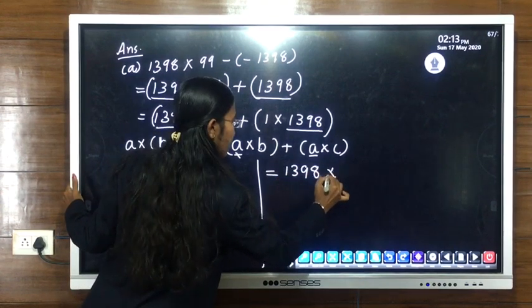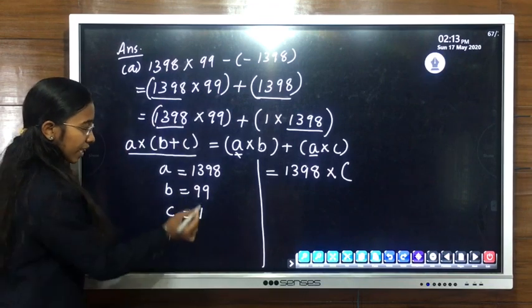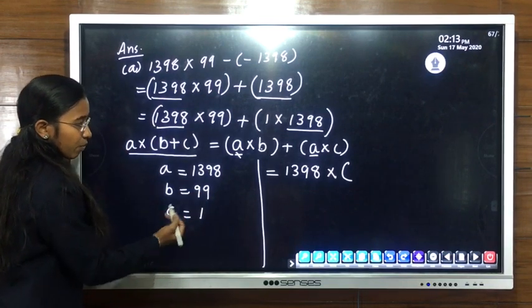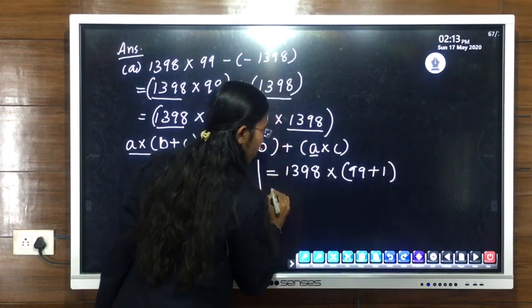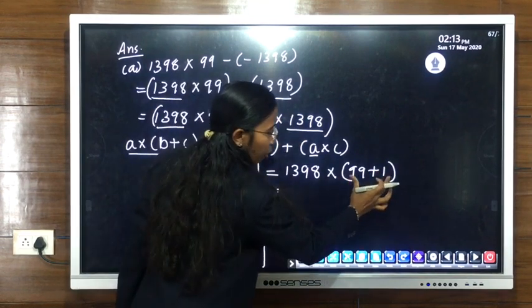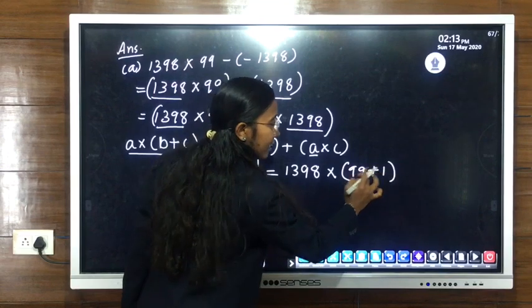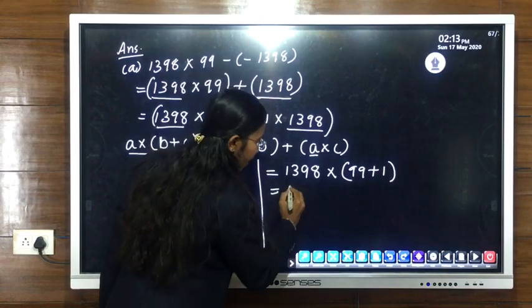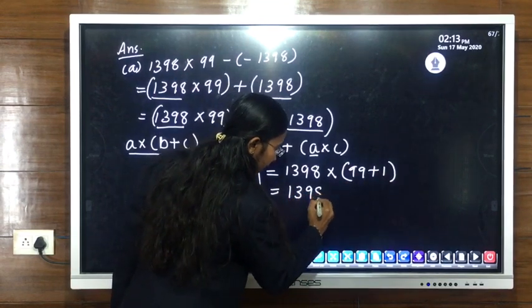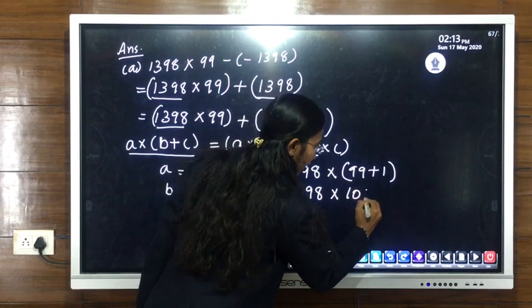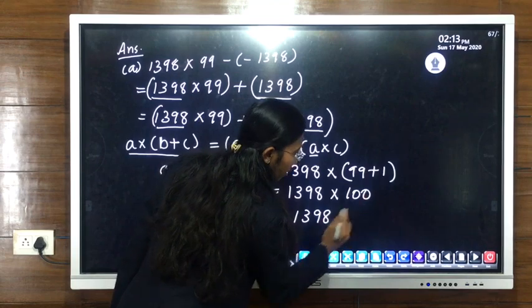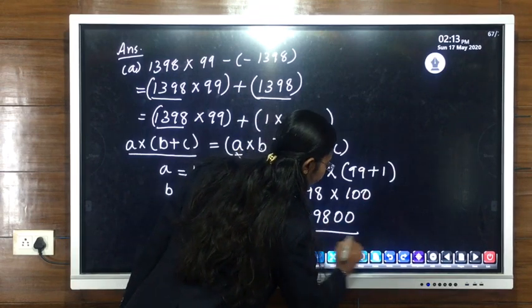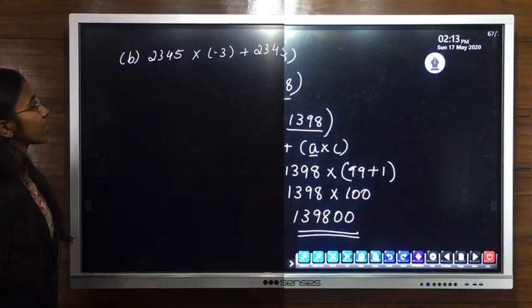1398 into, what is B here? 99 and C is 1. That is 99 plus 1. So first we are doing the operation inside the bracket. 99 plus 1 is 100. That is 1398 into 100. So the answer is 139,800. So this is the value of the B part.